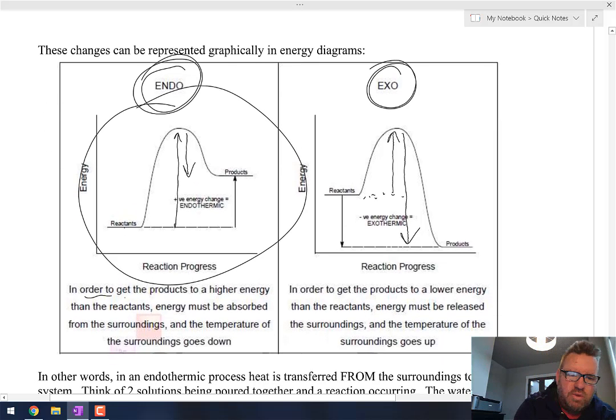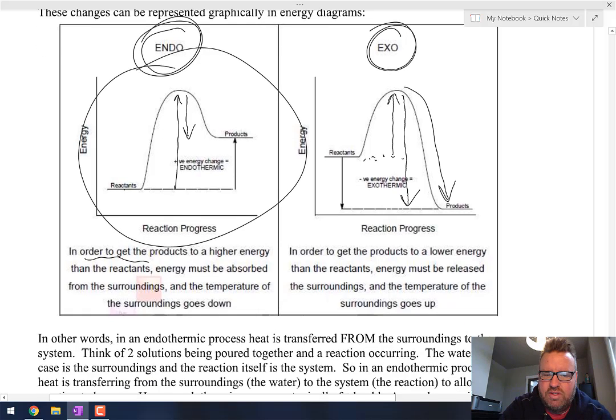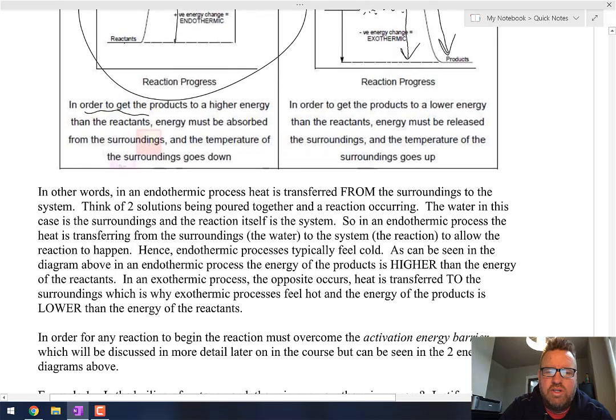So let's look at what it says here. In order to get the products to a higher energy than the reactants, energy must be absorbed from the surroundings. And again, as that happens, the temperature of the surroundings, the water, the beaker, your hand, the air, goes down. In this case, though, in order to get the products to a lower energy than the reactants, energy is released as those new bonds are formed, and the temperature of the surroundings goes up.